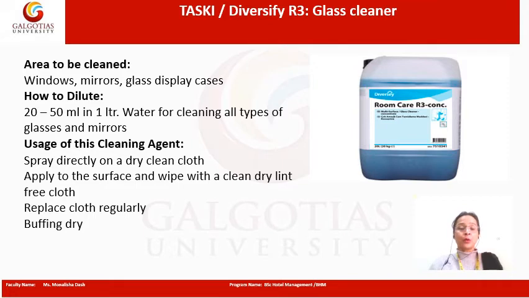If anybody doesn't put the proper ratio, then what will happen? The glass will not be cleaned properly and it will result in a bad SOP, right? Because there is an SOP which must always be followed while cleaning glass. So how to dilute it then? 20 to 50 ml in 1 liter of water for cleaning all types of glasses or mirrors.